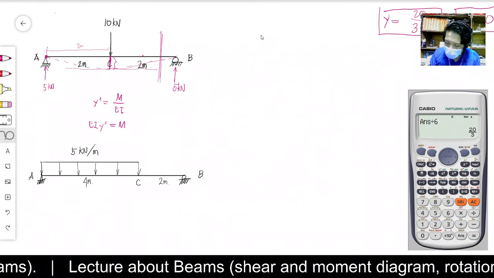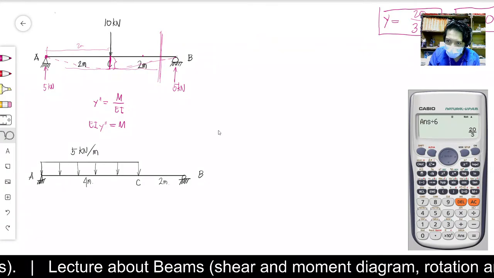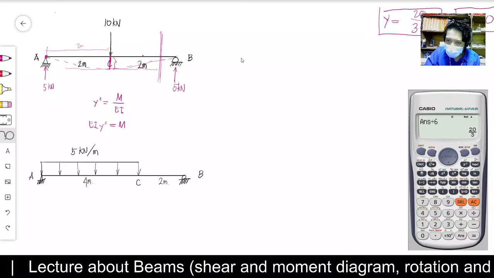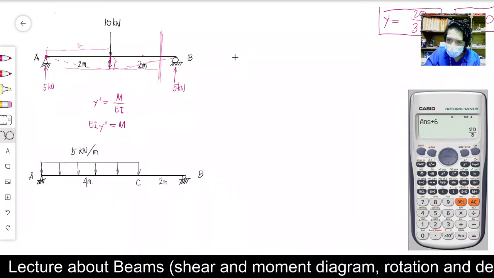Okay, so in unit load method or in virtual work method, let us use this table.